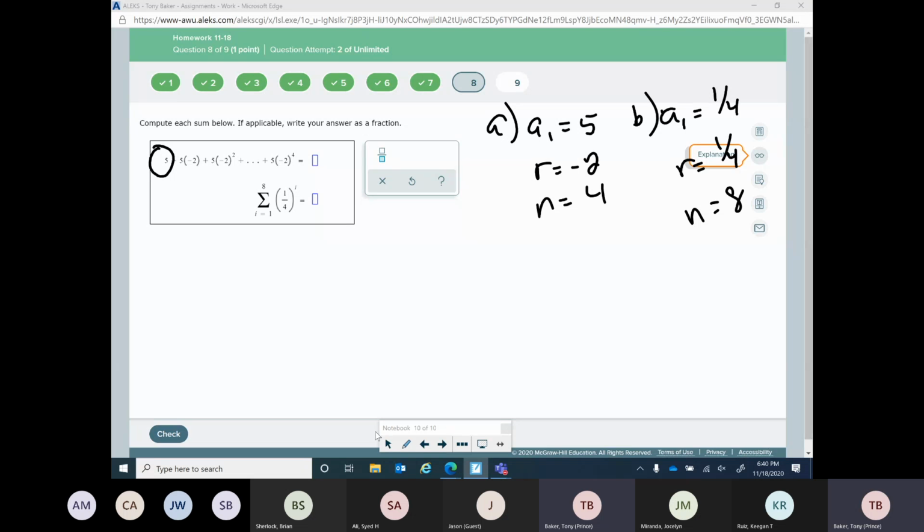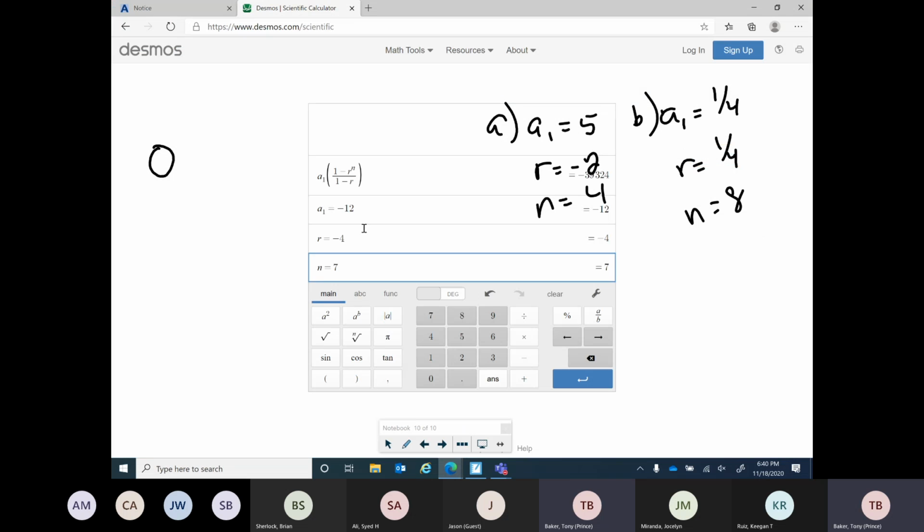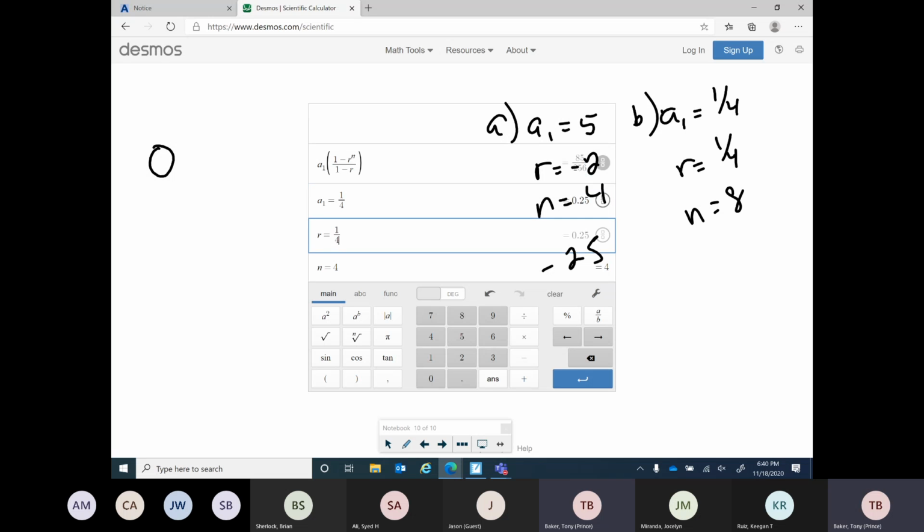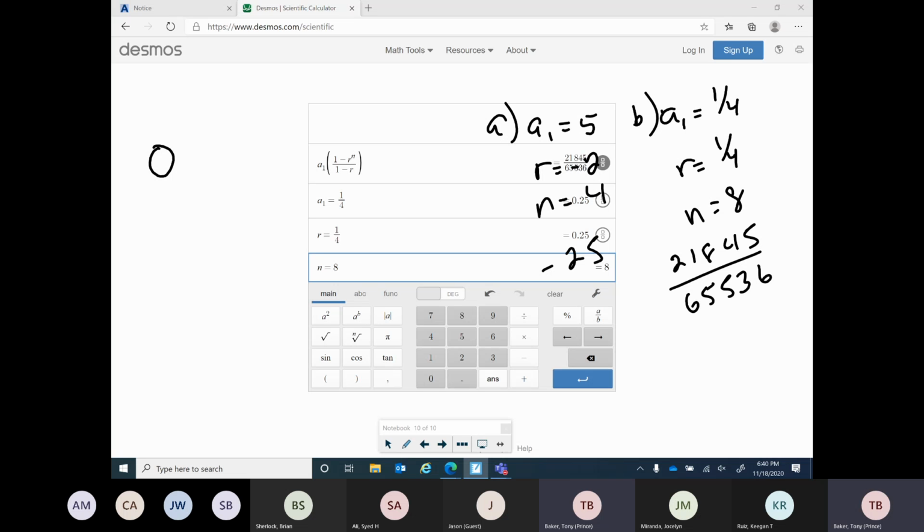So now let's go back to Desmos. 5, negative 2, and 4. And we get negative 25. 1/4, 1/4, and 8. And we get 21,845 over 65,536.